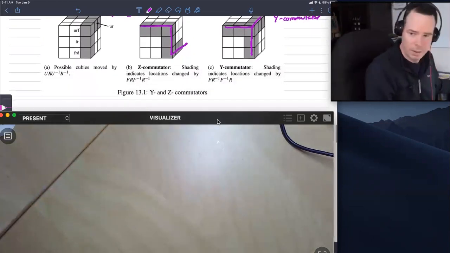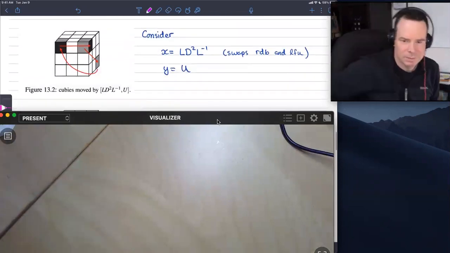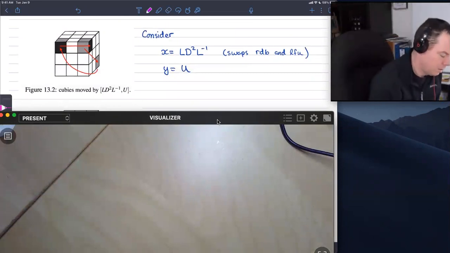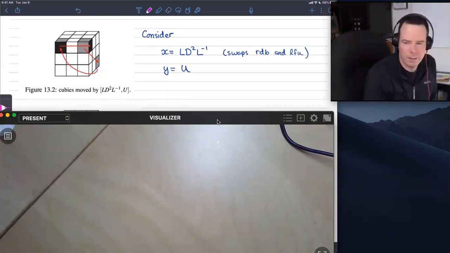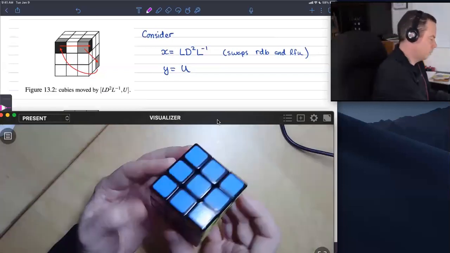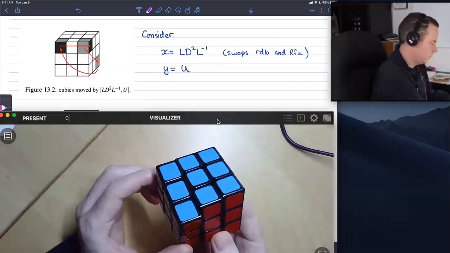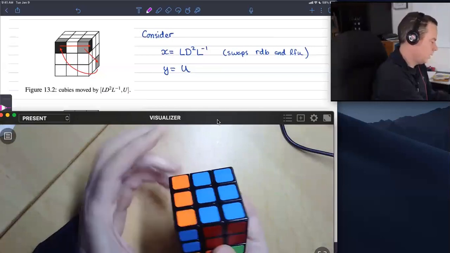Now let's go ahead and look at some other ones. So these are the fun ones where things really start to happen. So let's consider this first move X, which is L d squared L inverse. And then I'm going to take the commutator with U. So what does L d squared L inverse do? So let's have a look. We're going to do an L, d squared, L inverse.